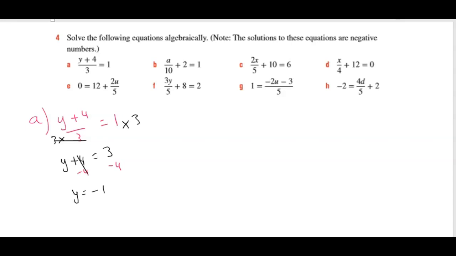I might do G because it looks a little bit tricky. Okay. Now, as I said before, whatever you have on the right-hand side, you can put on the left-hand side, so you can just switch sides.